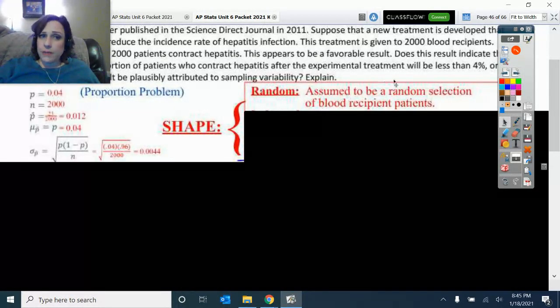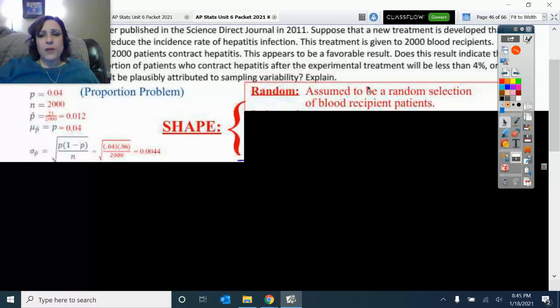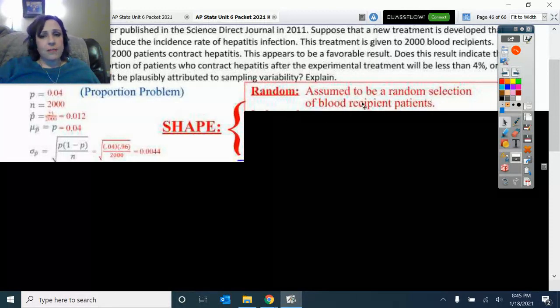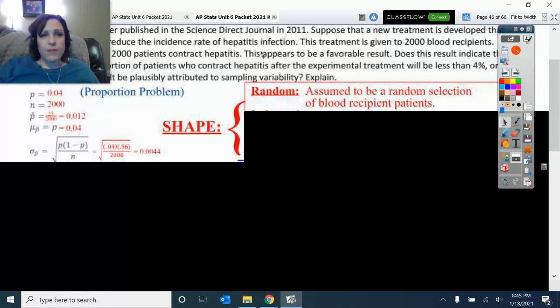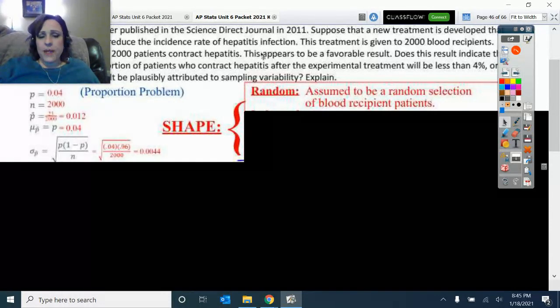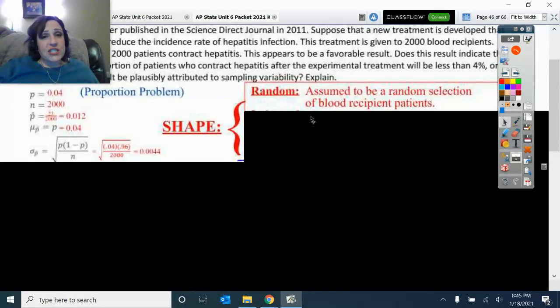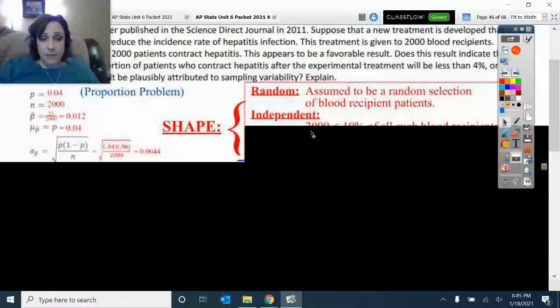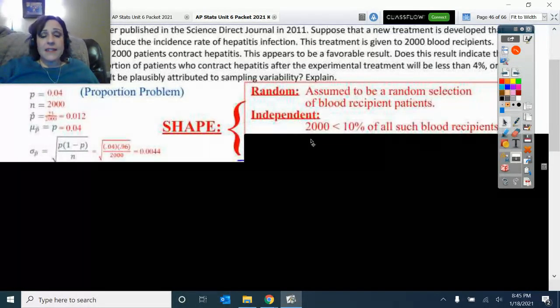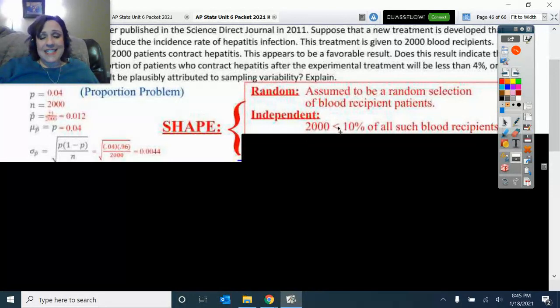So we're assuming, because it didn't state, a random selection of the blood recipient patients. This was a problem that we had in an earlier problem about the hepatitis infection. Independent: n is less than 10% of the population. So we write the word independent. And then these were samples of size 2,000. And 2,000 is less than 10% of all such blood recipients.